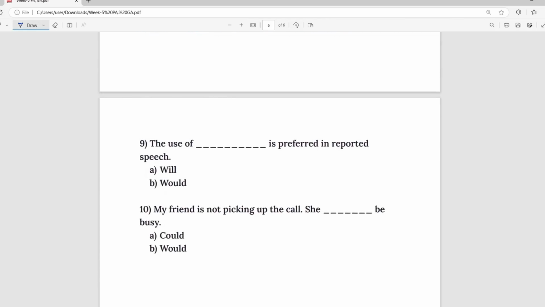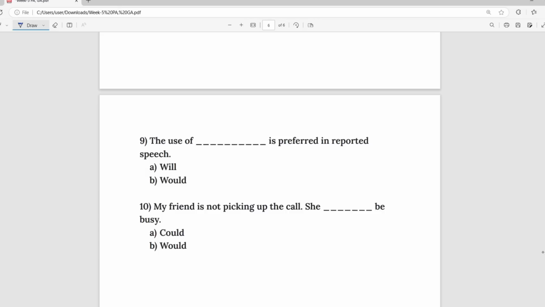And the ninth question, the use of blank is preferred in reported speech. We discussed this in the videos. The answer is would because will usually changes to would to maintain correct sequence of tenses. And in reported speech, you prefer would. Like if the direct speech says, she said, I'll call you tomorrow. Reported speech will become, she said that she would call me tomorrow.